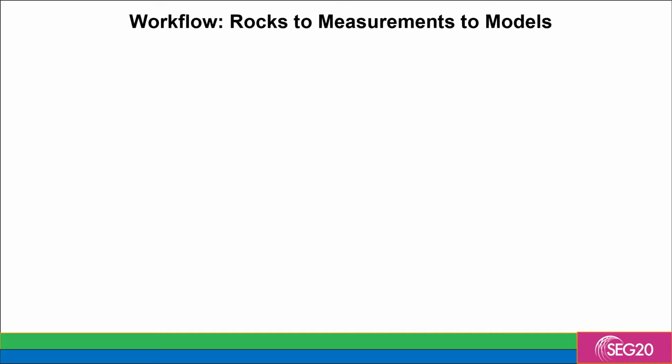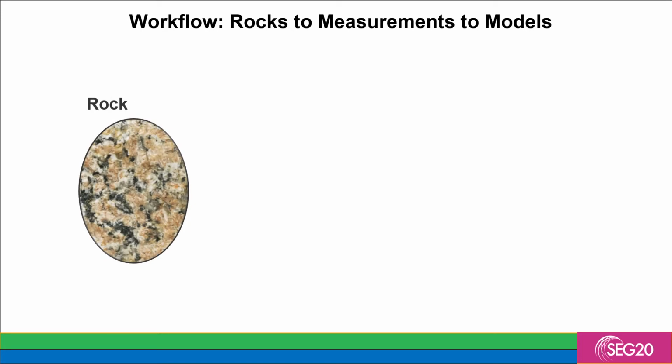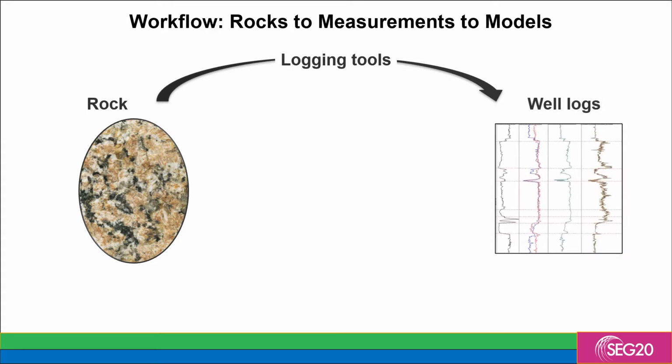Here's how rock measurements and models relate to one another in the problem of multimineral analysis. First, we'll start with a rock that is composed of different minerals represented here by different colors. This particular rock, for instance, is made out of dark, light, and brown minerals. Then we run our logging tools along the well and obtain a set of well logs where each of them hopefully will respond differently to the different minerals present in the rock.